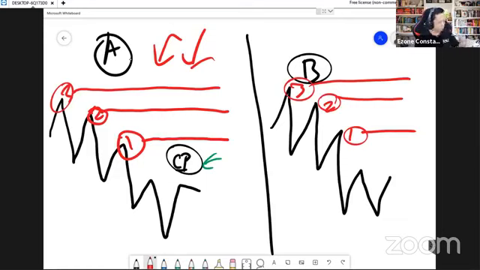Very good. I can see most of you answered number 1, so that is correct. First of all, for this price right here, you need to know where the nearest resistance is. You need to see the nearest resistance right here. Most of you got the correct answer, number 1.